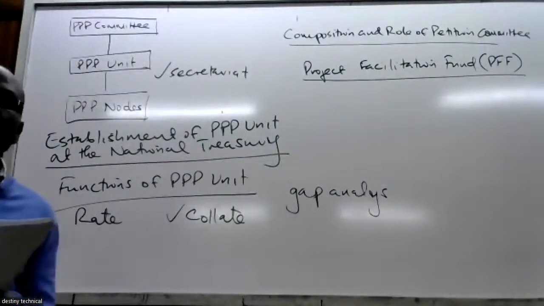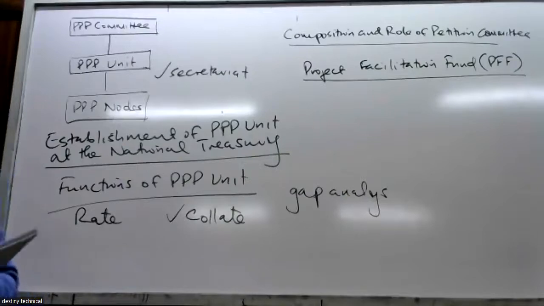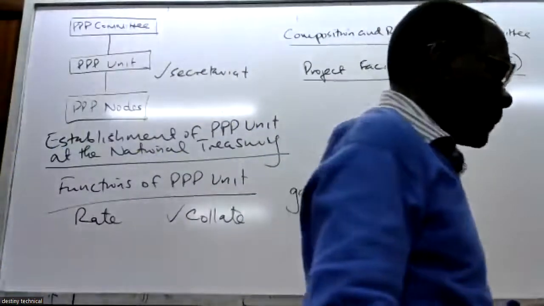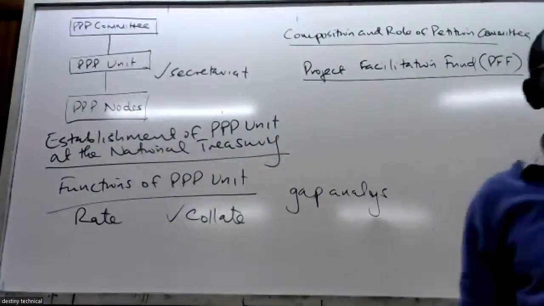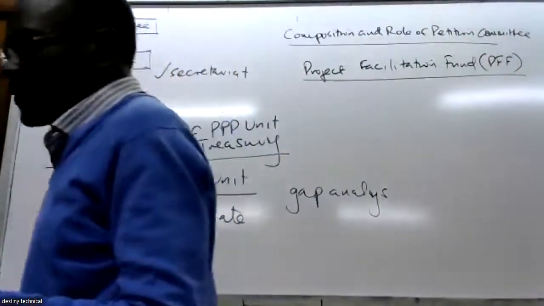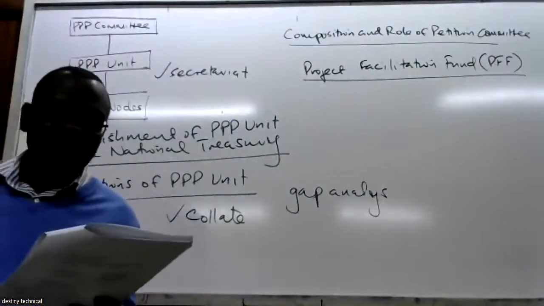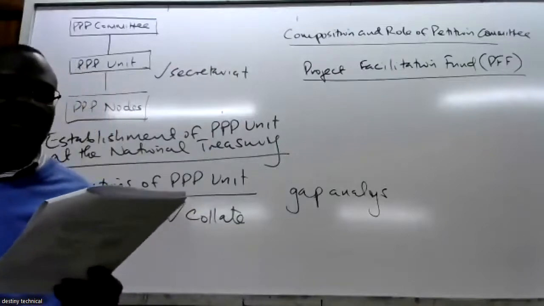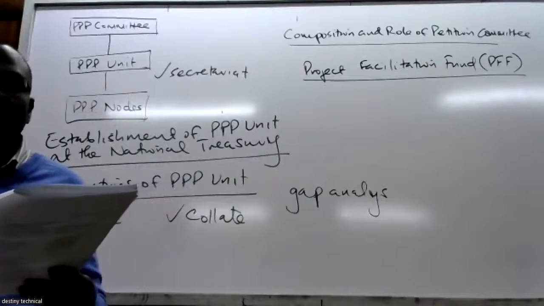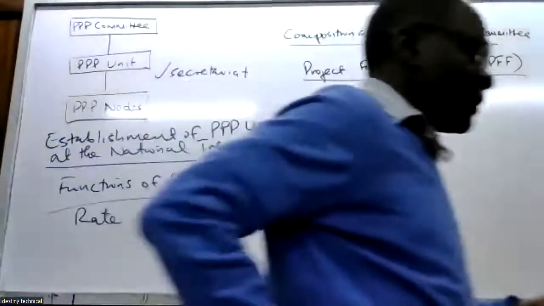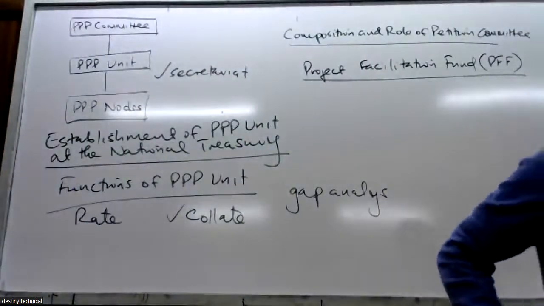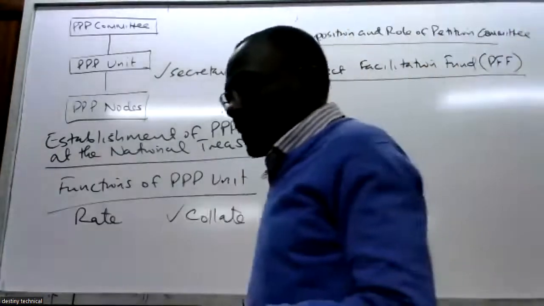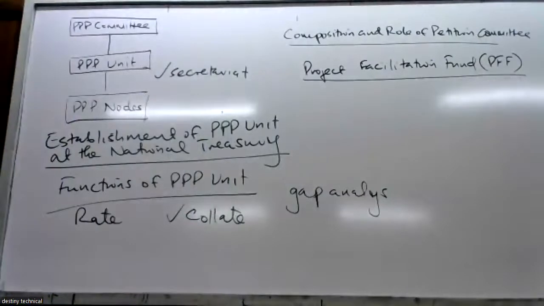A, grants and donations. B, such levies or tariffs as may be imposed on a project. C, success fees paid by a project company to the PPP unit.